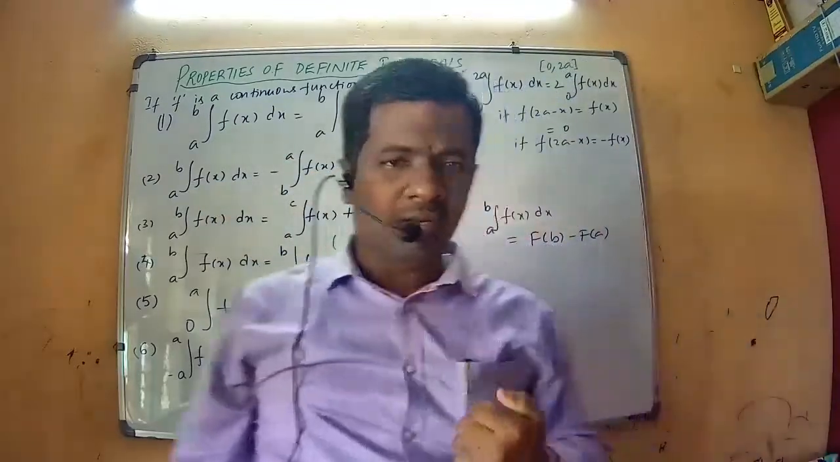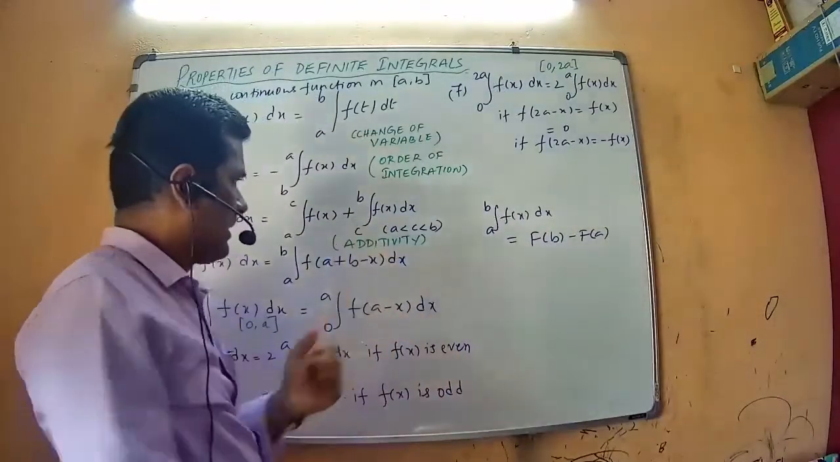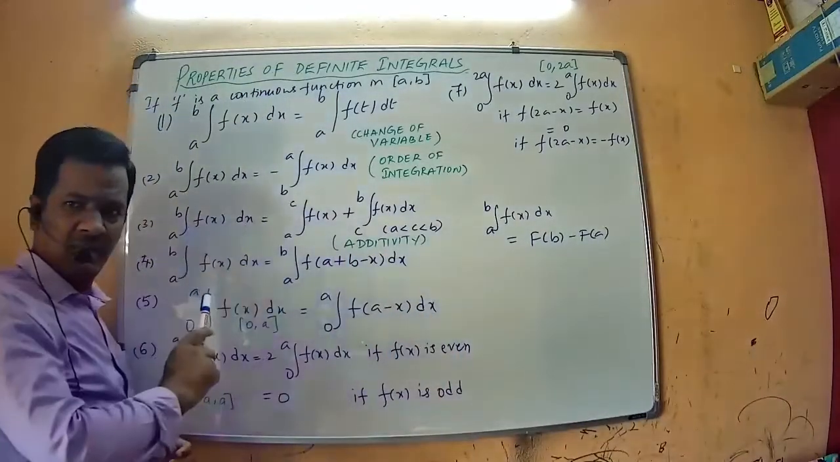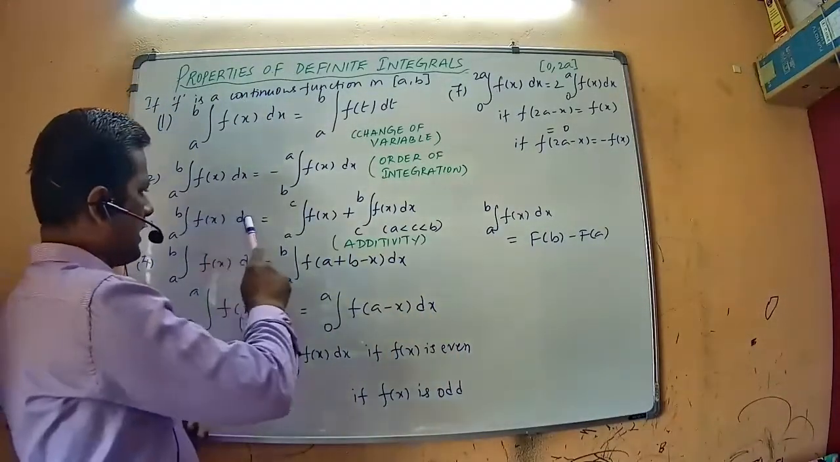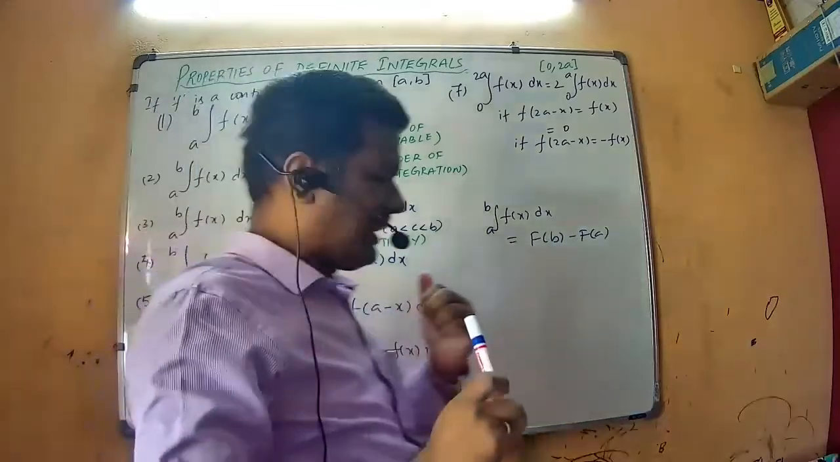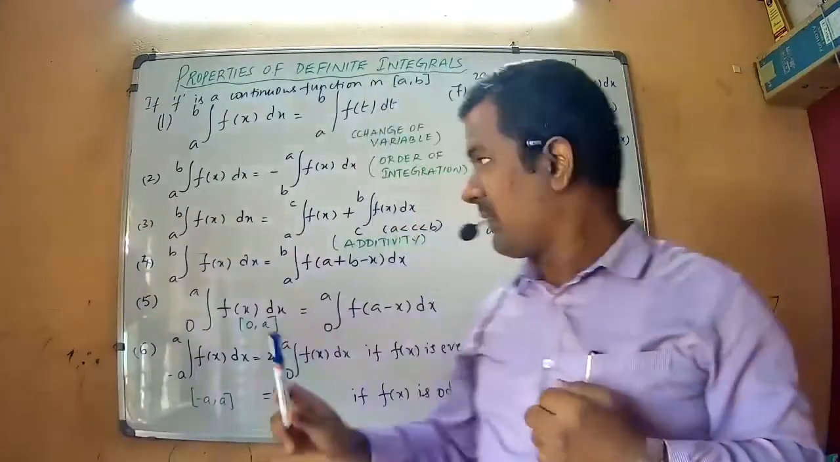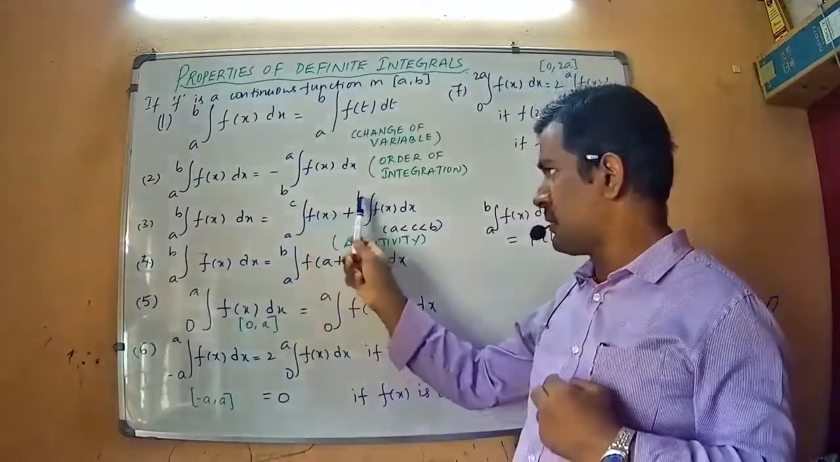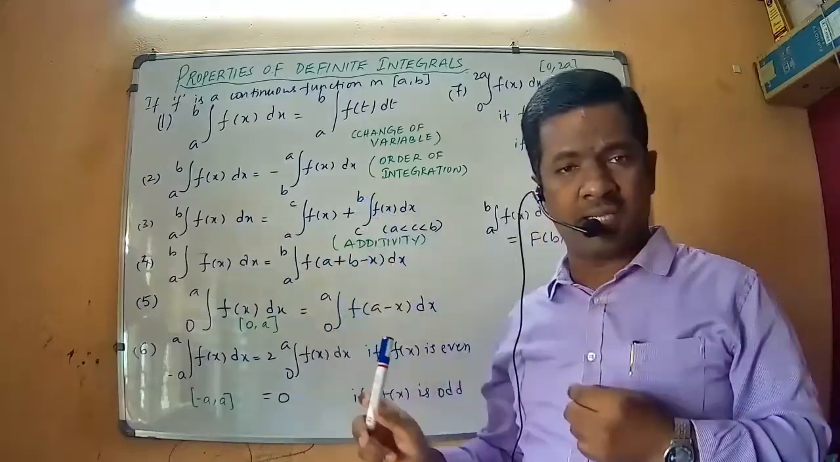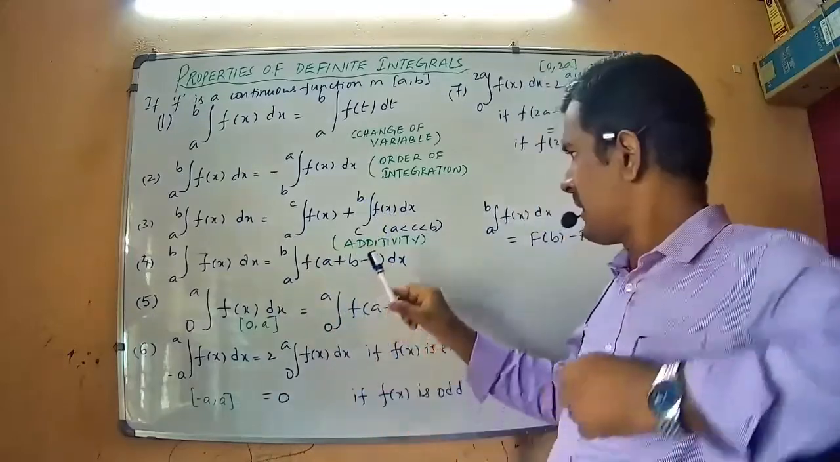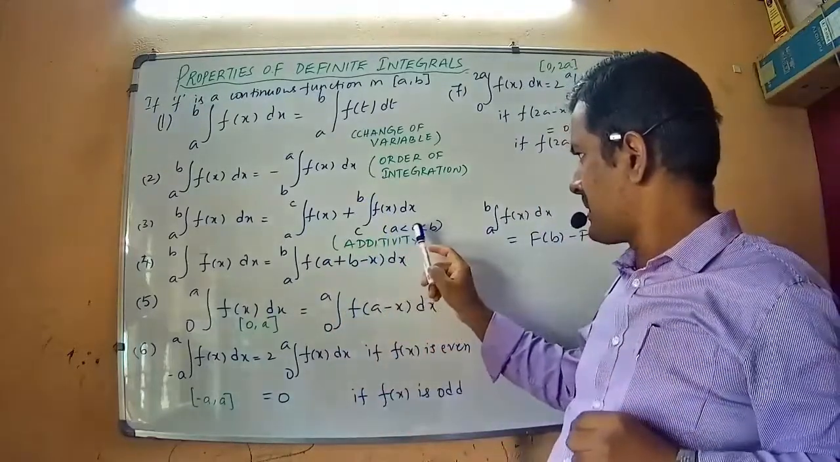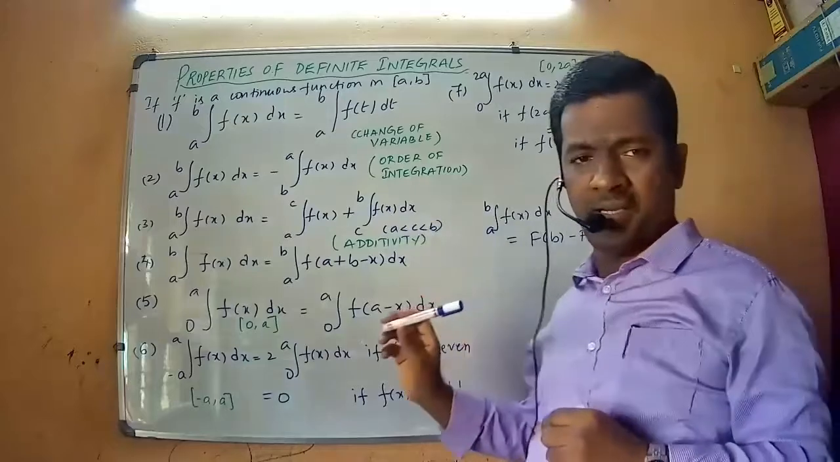Now, the third one is, we can break the integral. The integral from a to b of f(x) dx is equal to the integral from a to c of f(x) dx plus the integral from c to b of f(x) dx. We can call this the additivity property. The condition is c should lie between a and b.